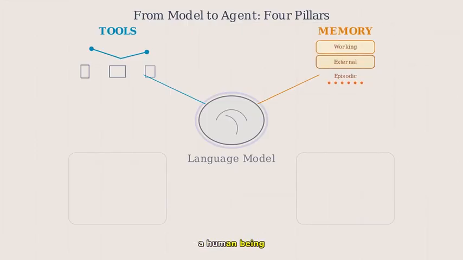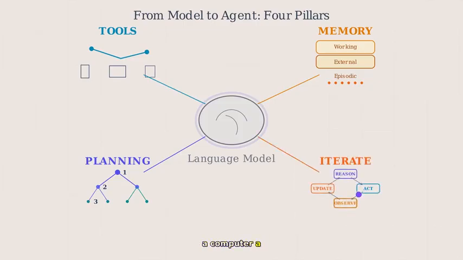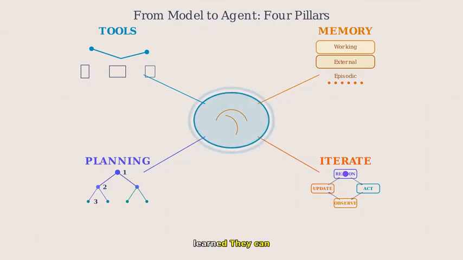Think about what makes a human being capable of completing a complex task over time. They have access to tools, a phone, a computer, a library. They have memory. They remember what they've done and what they've learned. They can plan, break a large goal into smaller steps and sequence them. And they can iterate, act, observe what happened, update their approach, and try again. An AI agent is defined by the same four properties. Take any one of them away and you no longer have an agent. You have something simpler.